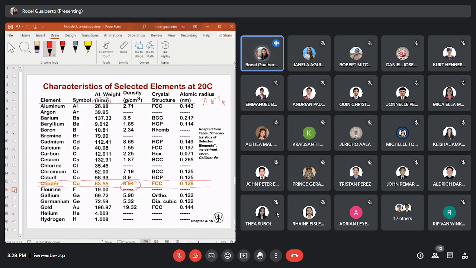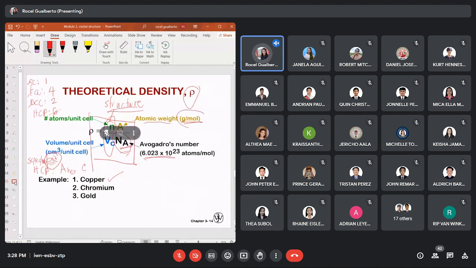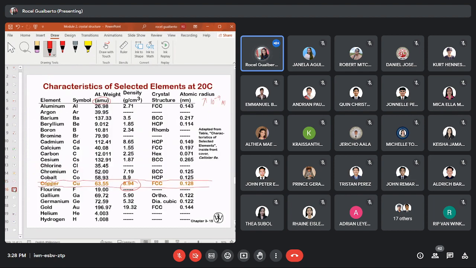AMU stands for atomic mass unit, okay? But then, ang need po natin is to express the atomic weight in gram per mole. Please be reminded that your 1 AMU is equivalent to 1 gram per mole. Parehas lang po yung dalawa. Ibig sabihin, if you are to use this table po, the values here, equivalent din po yan to gram per mole. So, yung pong 63.55 AMU, that is equivalent to 63.55 grams per mole. So, yun po yung mga characteristics ng copper.